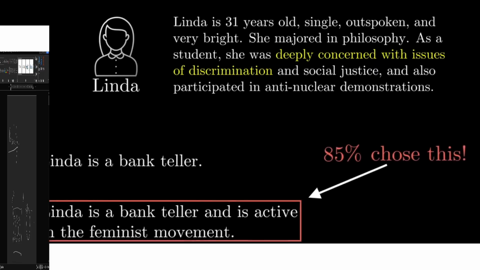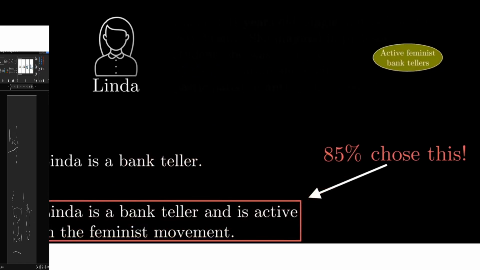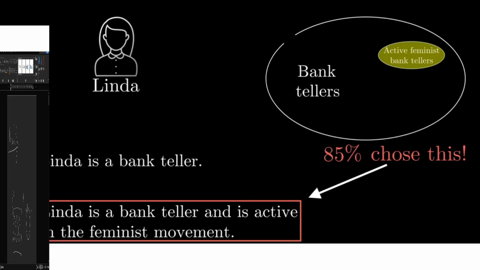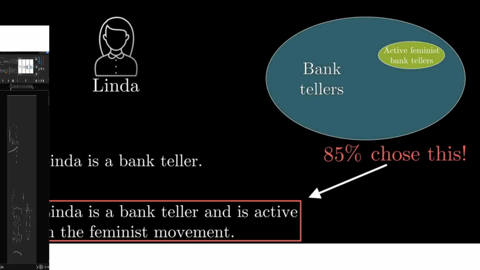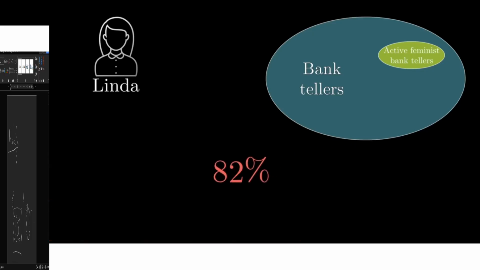85% of participants said that the latter is more likely than the former, even though the set of bank tellers who are active in the feminist movement is a subset of the set of bank tellers. It has to be smaller. So that's interesting enough. But what's fascinating is that there's a simple way that you can rephrase the question that dropped this error from 85% to 0.